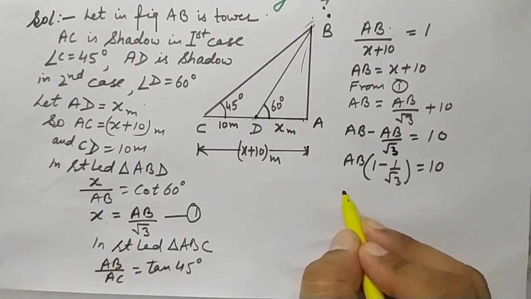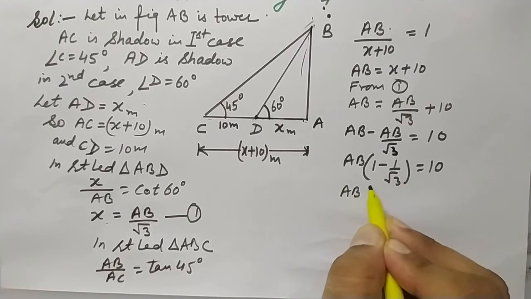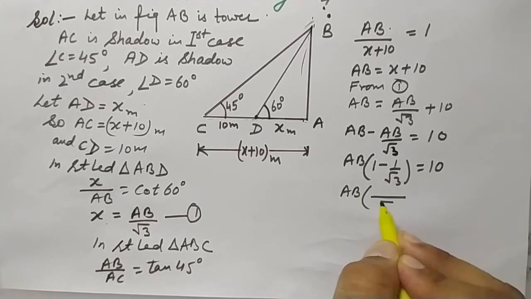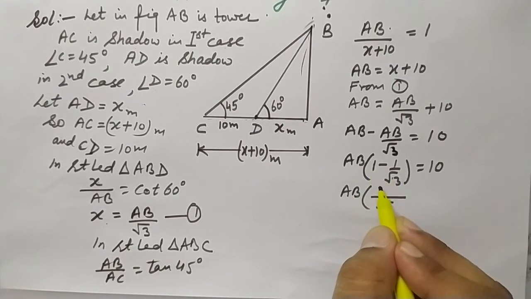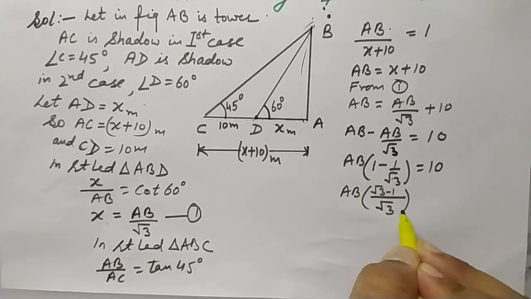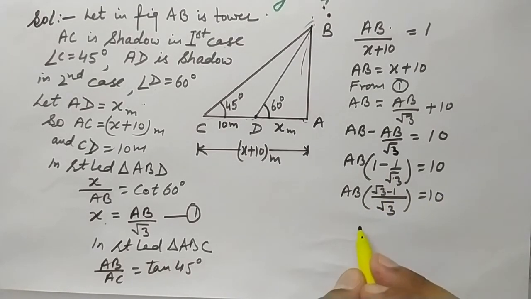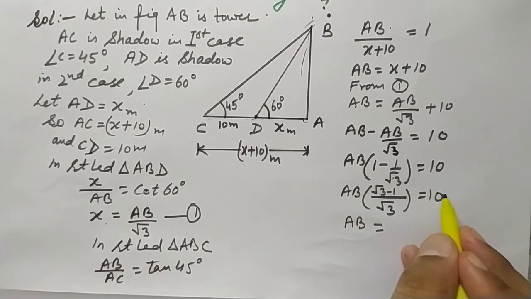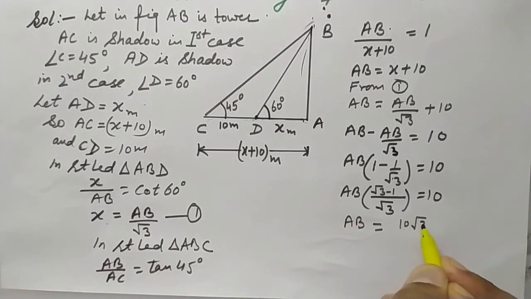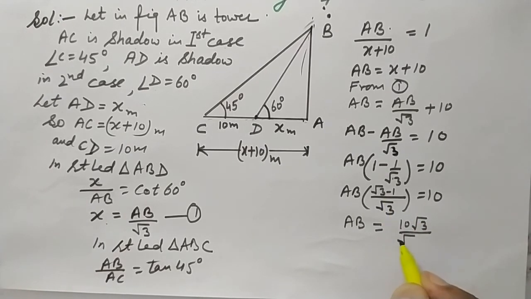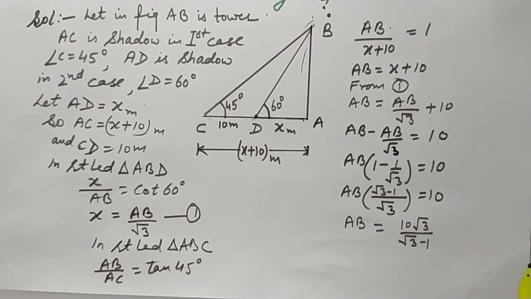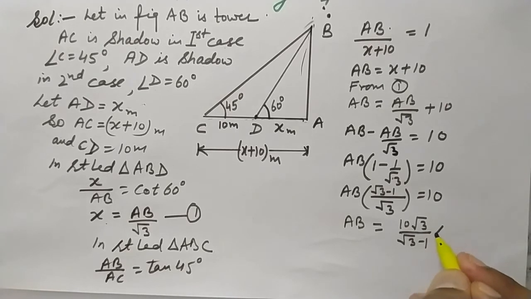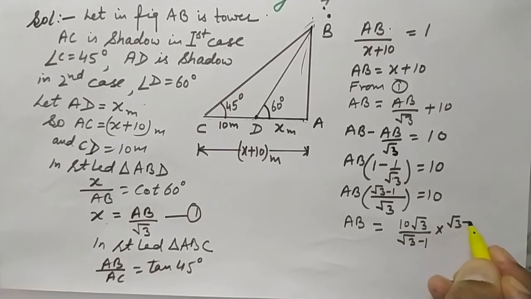Now what will be there? AB into, you can take the LCM here, root 3 is the LCM. So AB into root 3 minus 1 over root 3 is equal to 10. You can cross multiply now. AB is equal to, this root 3 will go up, so it becomes 10 root 3, and this root 3 minus 1 will come down here. Now you can do rationalization. We have to multiply with root 3 plus 1 on top and bottom.